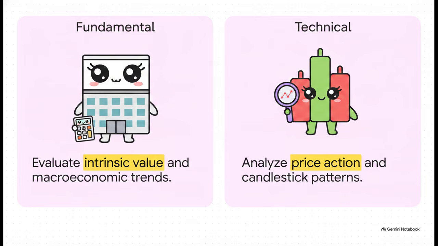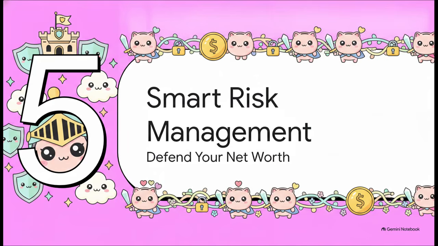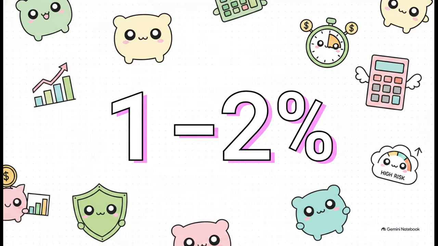When you successfully integrate fundamental evaluation with precise price action analysis, you stop emotionally guessing and start operating like a probability-based machine. And finally, we reach the absolute most critical part of our blueprint, Section 5, Smart Risk Management, where we defend your net worth. Listen, if you take only one single metric away from this entire explainer, let it be this number right here.